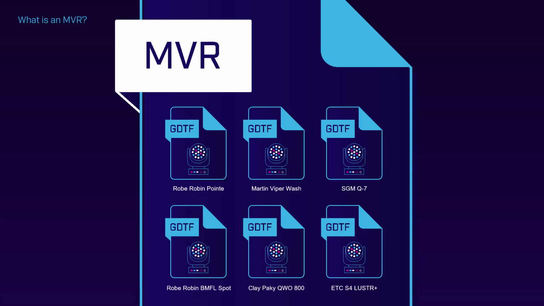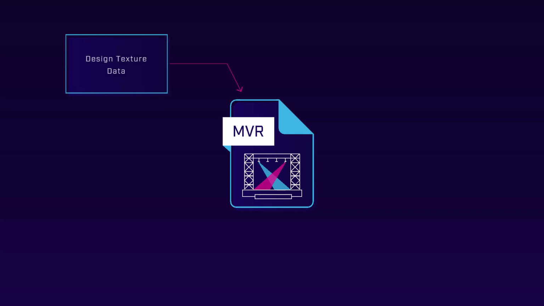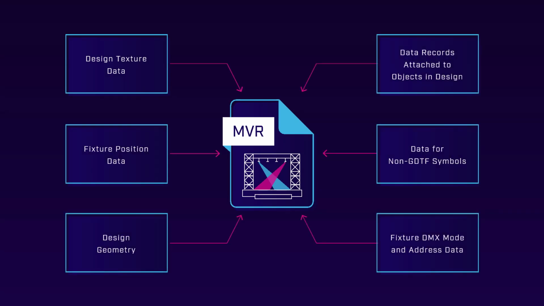An MVR file is built on the foundation of GDTF and contains GDTFs for all the DMX controllable devices used in your designs. An MVR also contains other important data, such as the 3D design of your stage and the environment around it. The file also includes the entire DMX patch and positional data of your design, which provides the contextual data needed to make use of the GDTFs contained in the MVR. Additionally, all data records attached to objects in the design, such as fixture power consumption or its name, are included.